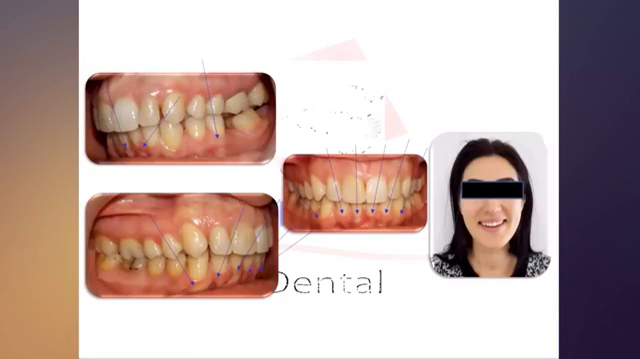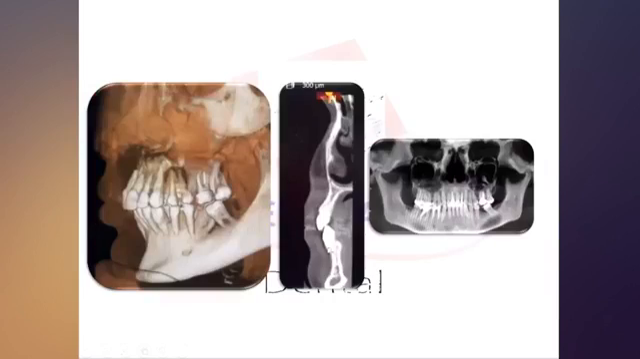So this is what we have. As you can see, there is very little bone to cover this area. And also, as you can see in the CBCT, 37 is very much inclined.